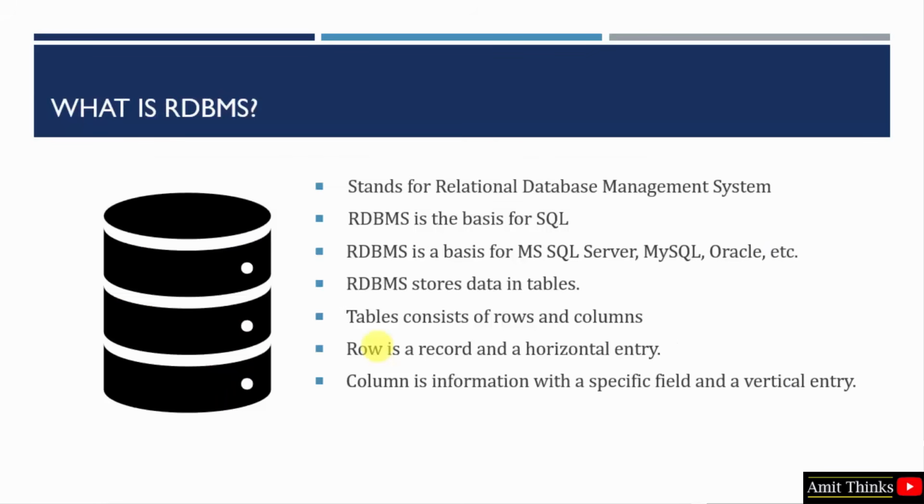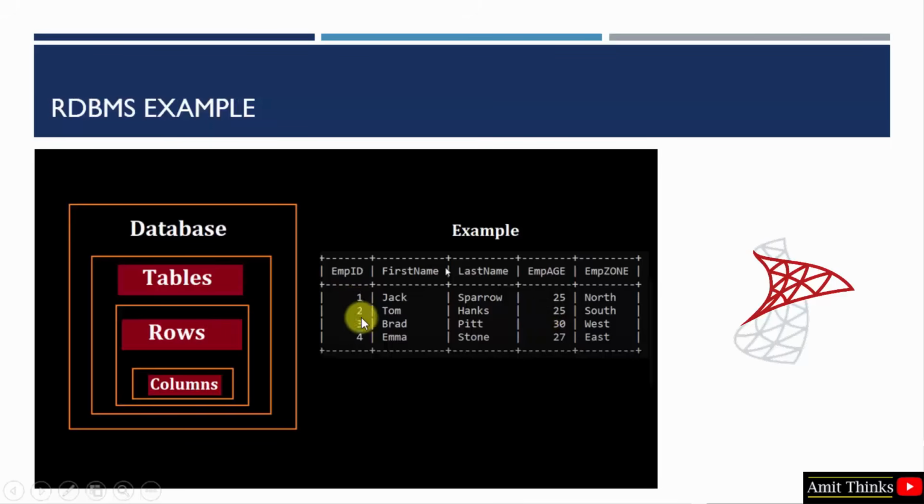Now you would be wondering about the difference between RDBMS and DBMS. RDBMS is just an advanced form of DBMS, having a relational model. That means a relation between tables, a relation between rows and columns. So RDBMS is the basis for SQL, MySQL, Oracle and other related databases. RDBMS stores data in the form of tables, and a table has rows and columns. Herein we have 4 rows.